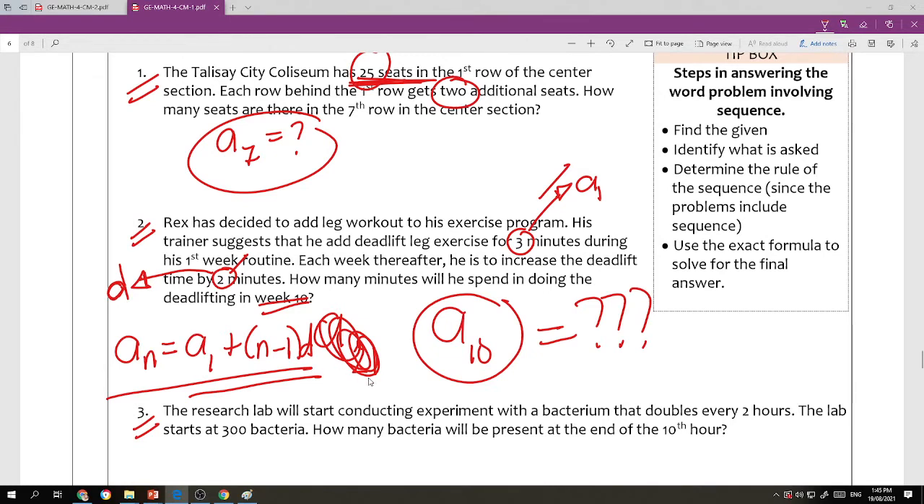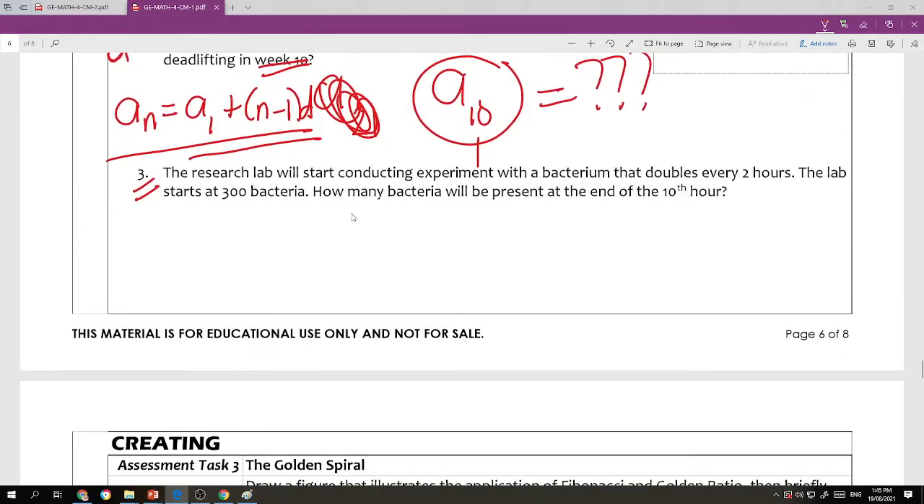Okay? Now number 3, this is again a geometric problem. You know the formula. Our formula is a sub n is equal to a sub 1 times the common ratio to the n minus 1. This is the formula to be used in problem number 3.